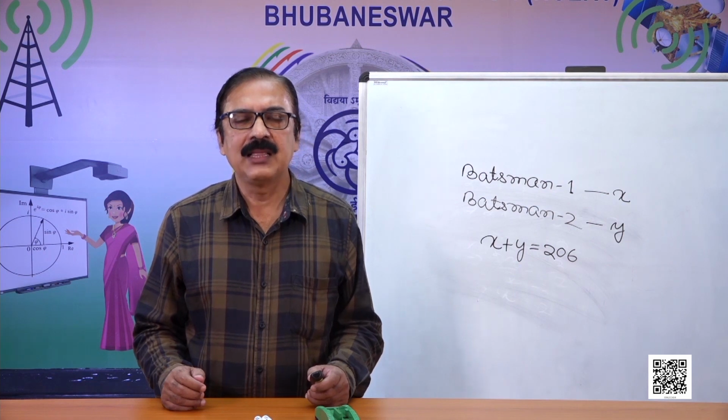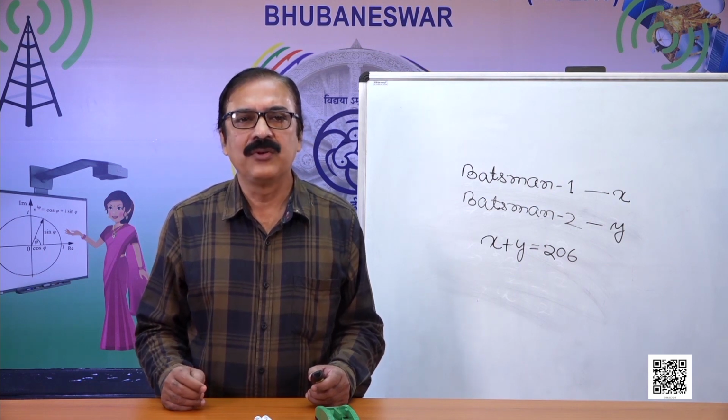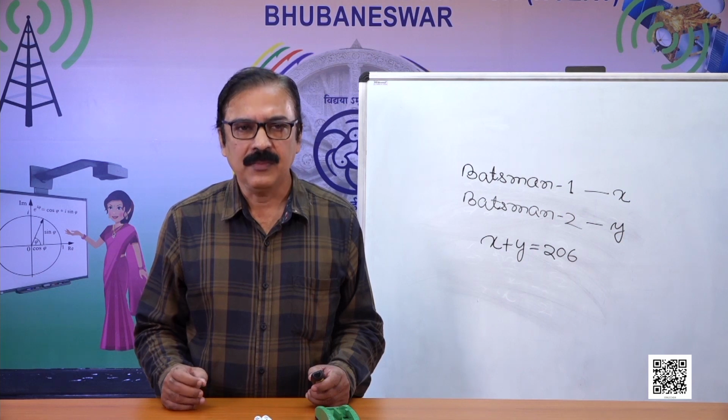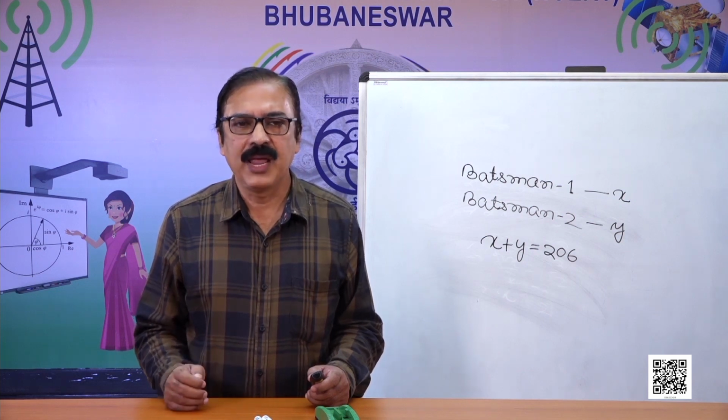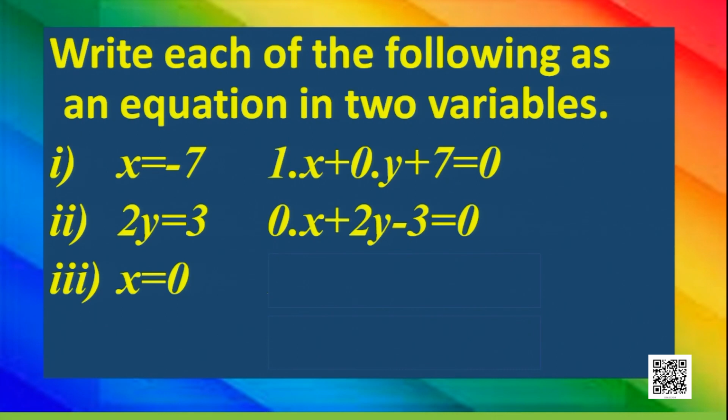Now let's see another example, x equal to 0. Here the coefficient of x is 1. Then what is the coefficient of y? As it is absent, its coefficient is 0. We can write 1 into x plus 0 into y plus 0 equal to 0. So what is a? a is 1. What is b? b is 0 and here c is also 0.